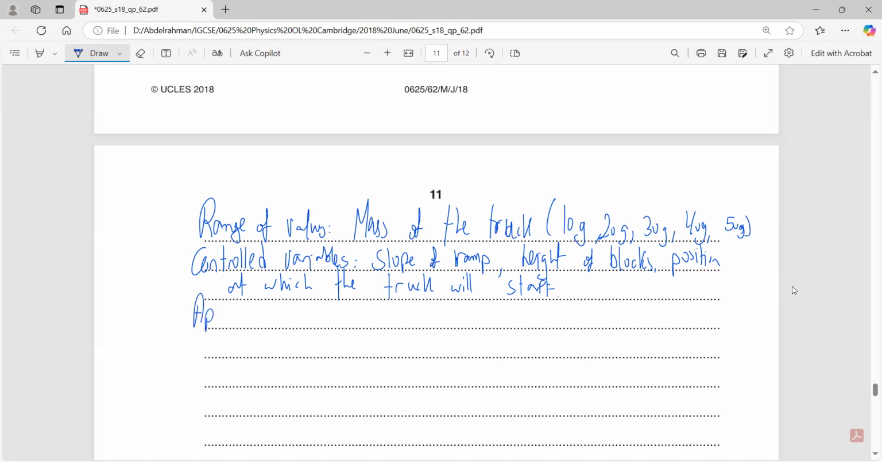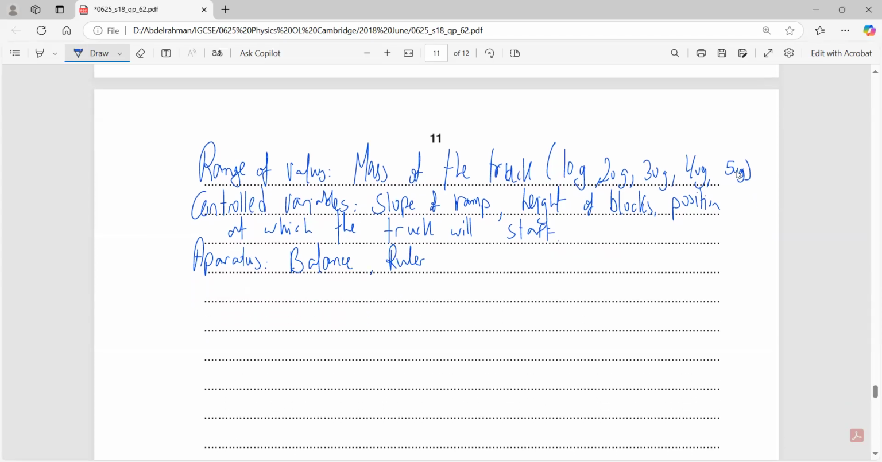And then, what are the apparatus needed? Let's check what we need to measure. We need to measure 2 things: the mass and the distance. So basically, you need to write down the balance and the ruler. And then, what are the steps? How can I conduct this experiment? It's a very easy experiment.